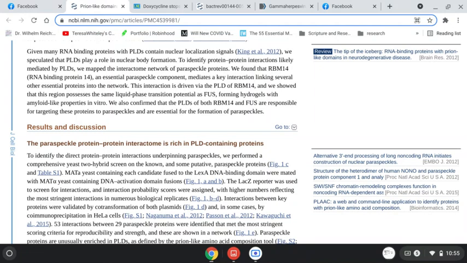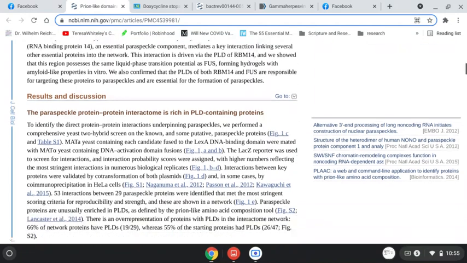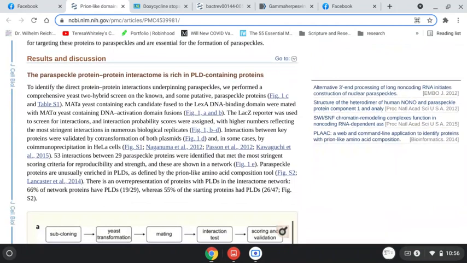53 interactions between 29 paraspeckle proteins were identified that met the most stringent scoring criteria for reproducibility and strength, and these are shown in a network in Figure 1E.